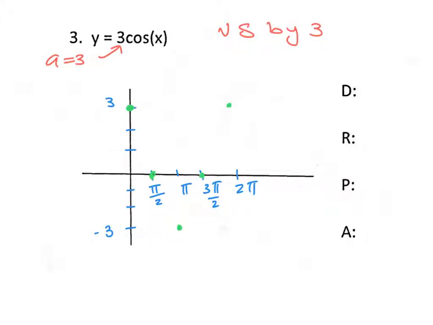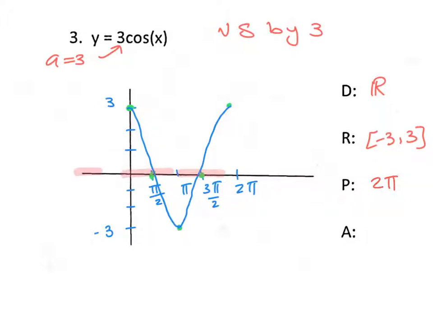So my sketch is going to look like a dip as well. And you see how it is vertically stretched. So the domain is still going to be all real numbers. The range is going to be from negative 3 to 3. The period is still from 0 to 2 pi. So 2 pi. And the amplitude is from the midline. So let me sketch the midline to the highest point, which is 3 in this case.